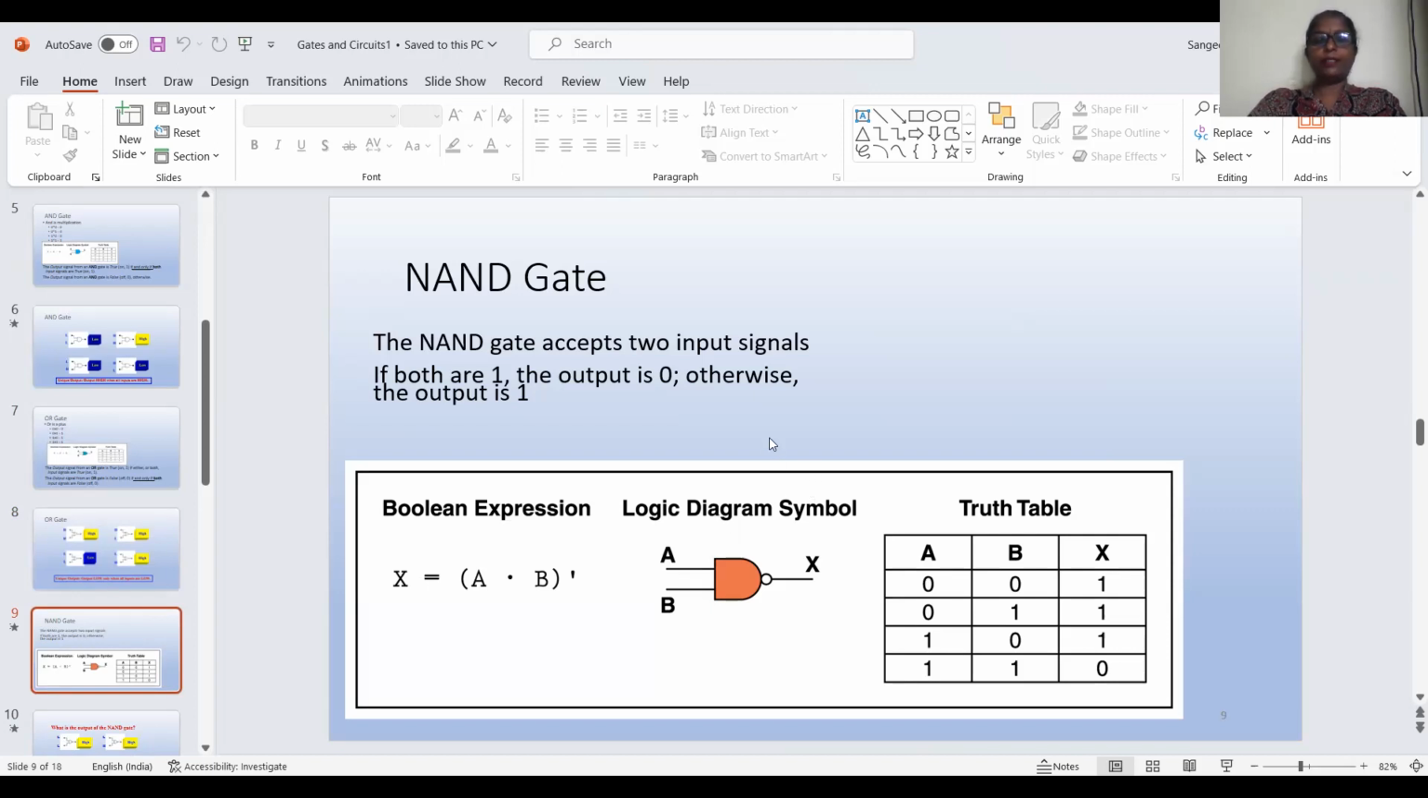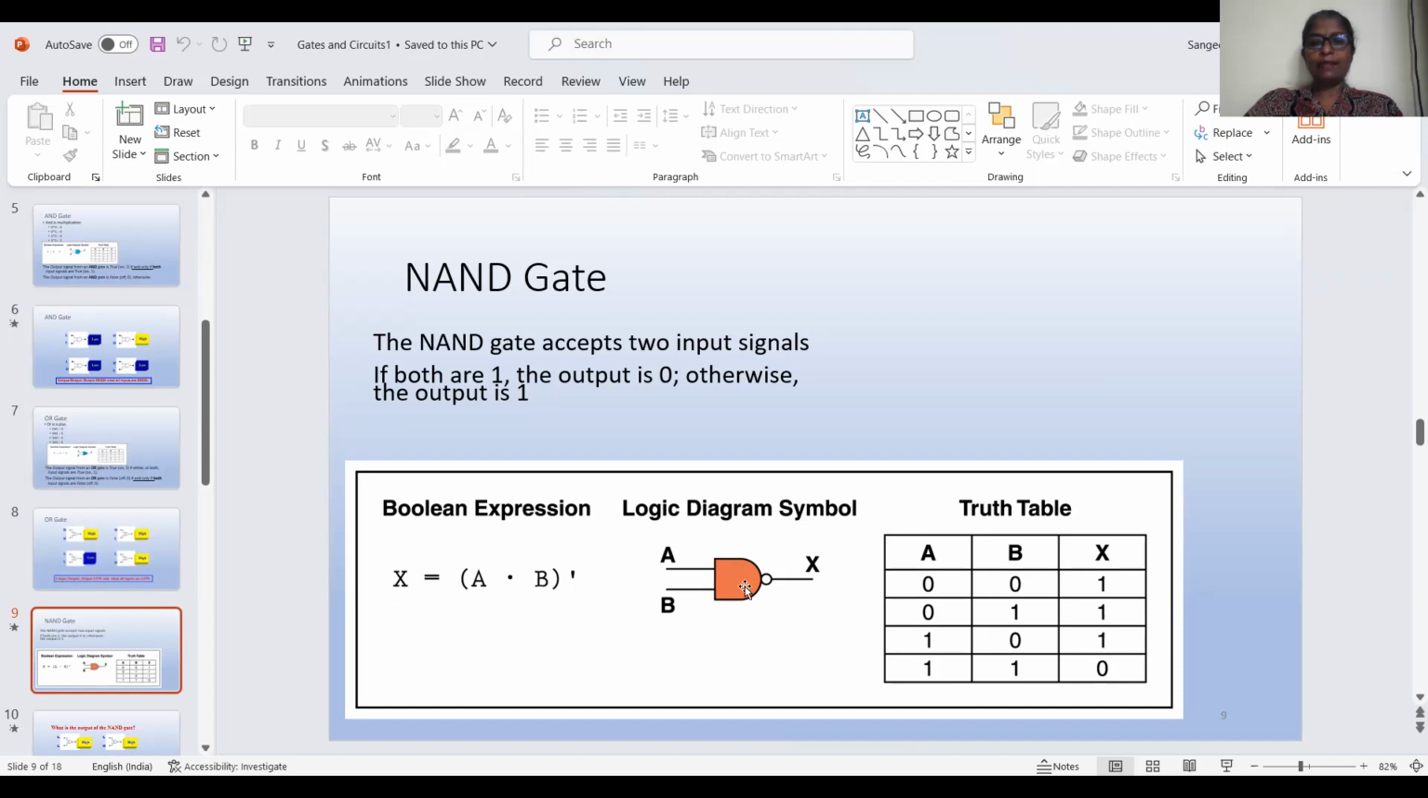Getting into universal gates. The concept behind why it is called a universal gate is that you can design any gate using these universal gates, that is the NAND gate and the NOR gate. The NAND gate accepts two input signals. If both are 1, the output is 0. Otherwise, the output is 1. The basic Boolean expression is A into B, the whole bar. That is the Boolean expression for the NAND gate.